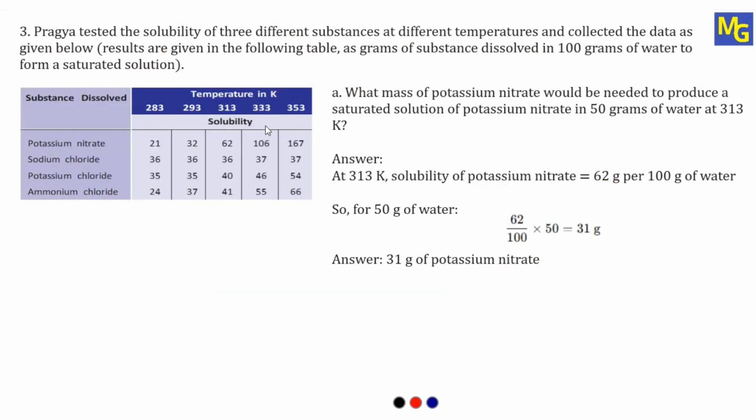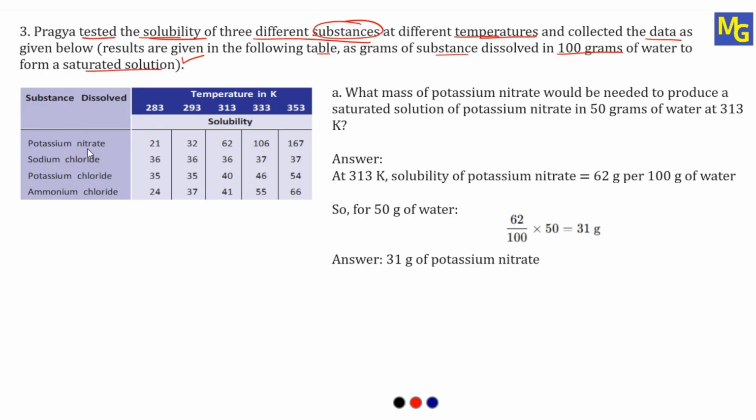Now question number 3 is: Pragya tested the solubility of three different substances at different temperatures. So Pragya has taken three different substances and she has recorded the solubility of all three at different temperatures and collected the data as given below. You can see here in the bracket it is given that results are given in the following table as grams of substances dissolved in 100 grams of water to form a saturated solution. You have to read this.